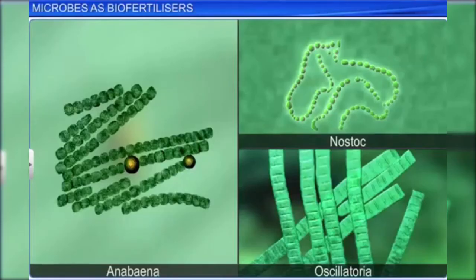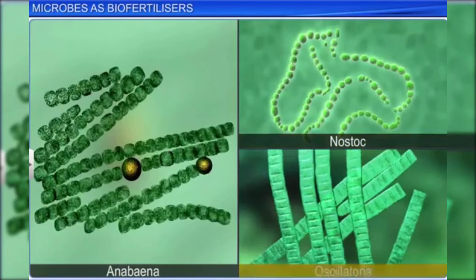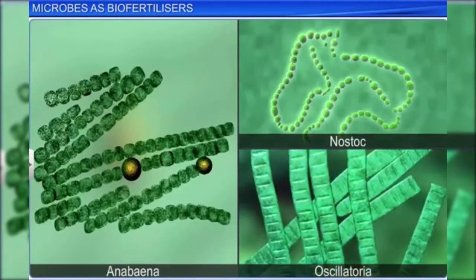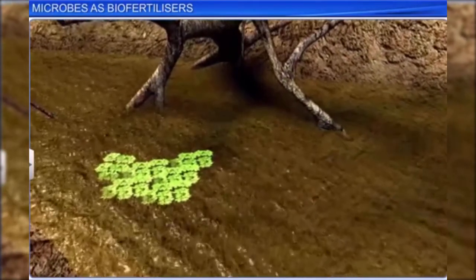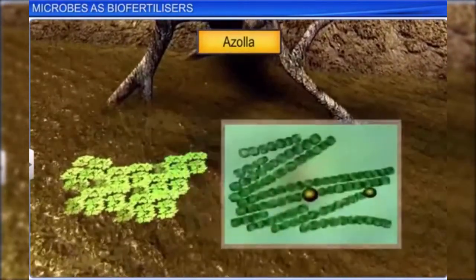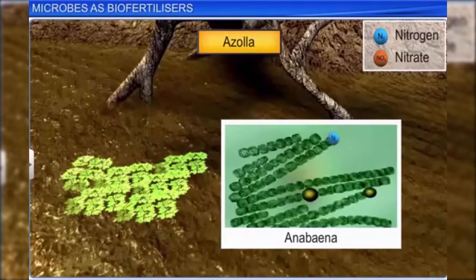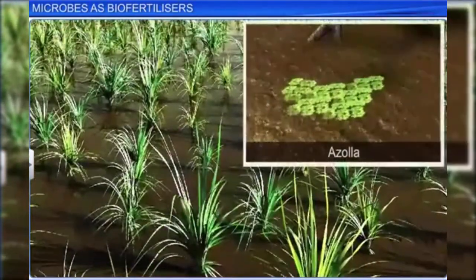Cyanobacteria such as Anabaena, Nostoc, and Oscillatoria are also used as biofertilizers, since they are capable of fixing atmospheric nitrogen in special cells called heterocysts. Similarly, a water fern, Azolla, forms a symbiotic association with cyanobacteria Anabaena, which helps the plant fix atmospheric nitrogen. Hence, Azolla is extensively used as a biofertilizer in paddy fields.